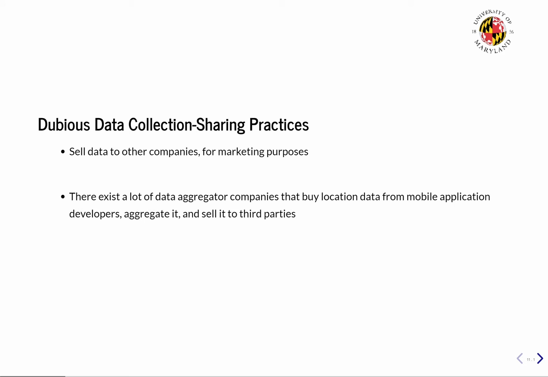Some data aggregator companies buy data from certain companies and sell this data to third parties in exchange for money or marketing purposes. You may have given your permission to collect this data, but you did not give your permission to sell it to some other company because you don't know how this third company will use this geolocation data.